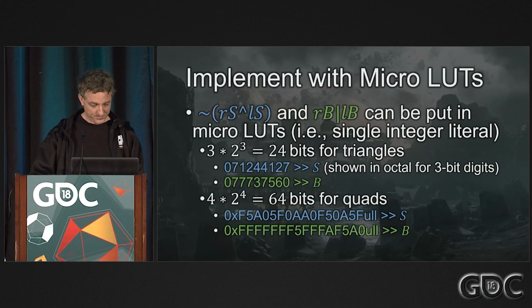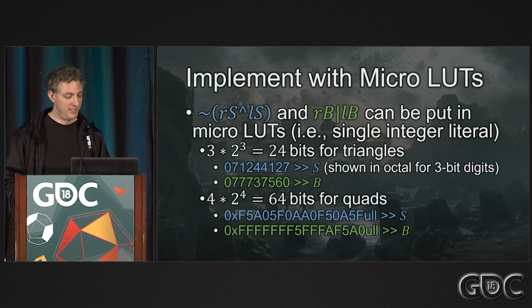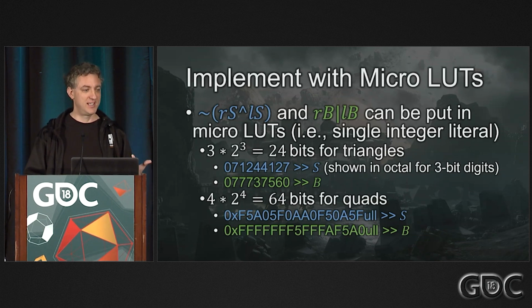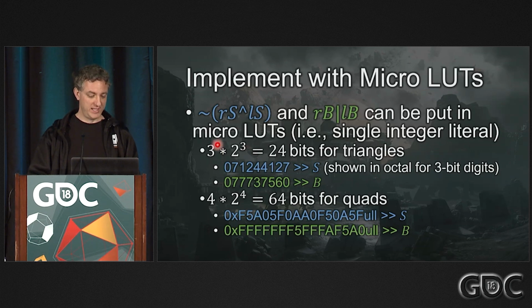And this is cool. This only depends on 3 or 4 S bits, and this only depends on 3 or 4 B bits. So they can be put into a microlet, which is a single integer literal. It's a LUT so small you can hold it in a constant integer. So for triangles, we have 3 bits. We want to get a 3-bit mask for each of them, so we only need 24 bits for a LUT. So here's a case where octal is actually useful. You could show each entry in octal using only 3 bits. And if you work out the truth table for rotating and ORing and all this, you get these magic numbers, and I'm sure you can do that. And for quads, you get these magic numbers, and it's so fun to do.